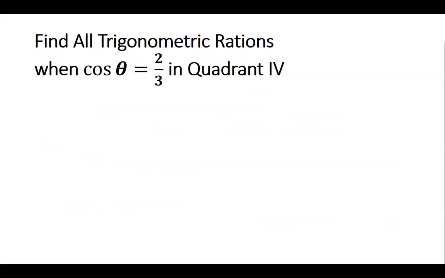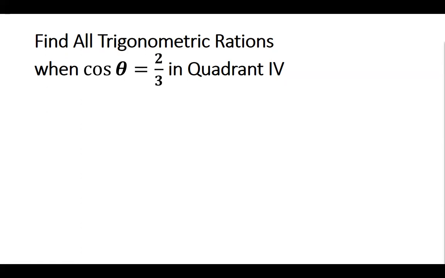What if I want to find all trigonometric ratios, that should say ratios, not rations, when cosine theta is equal to 2/3 in quadrant 4. Okay, so the first thing I want to do is make sure that cosine is actually positive in quadrant 4, because that's what this is claiming. All students take calculus. Yes, cosine is positive in quadrant 4. Well, quadrant 4 tells me that X is going to be positive and Y is going to be negative.